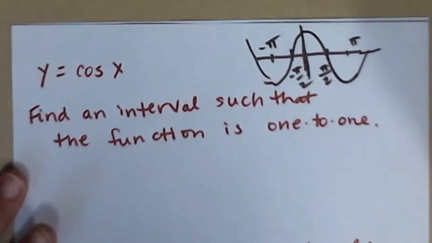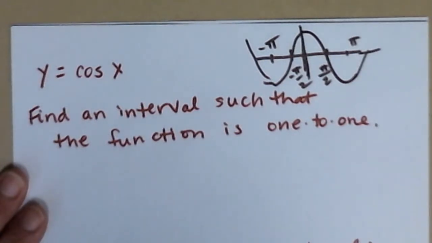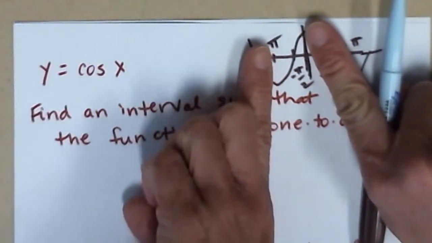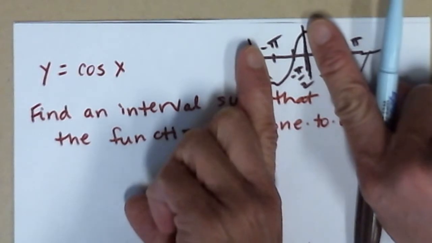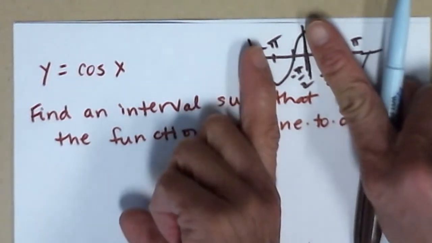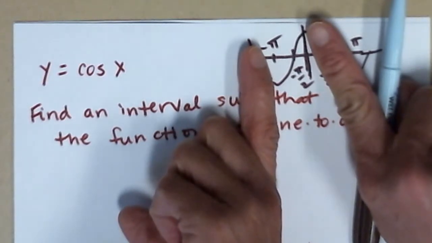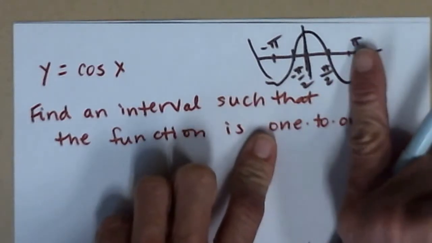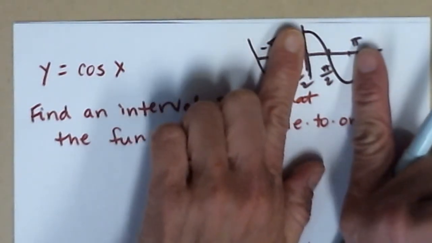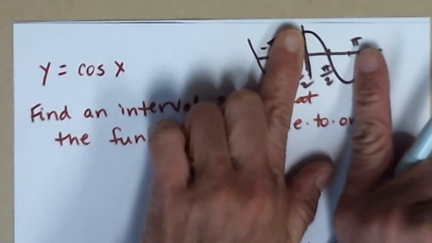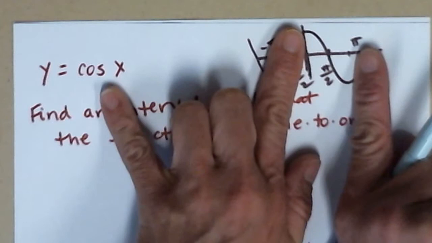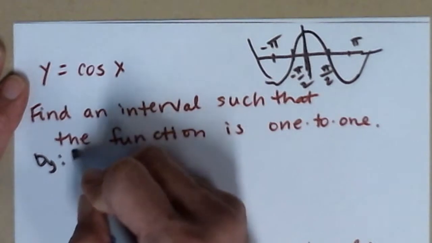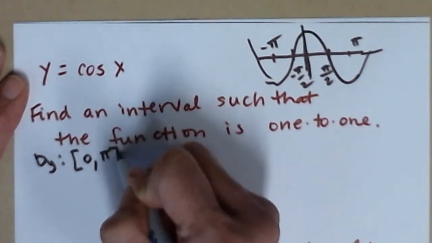And I need a chunk that is 1-to-1, that horizontal line test. So you might take that chunk right there between negative pi and 0, but then I'm dealing with negative angles. I don't want that if I don't have to, and I don't have to because I could just as easily take this little partition. Okay, so when I do my domain restriction on cosine, I need the domain of y to only be between 0 and pi.